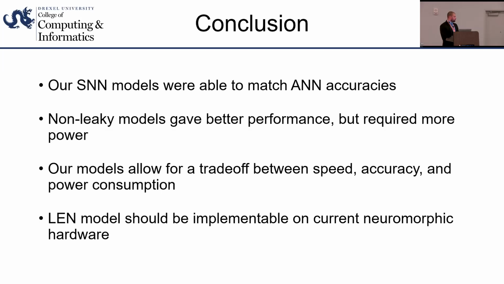So in conclusion, our SNN models were able to match the ANN accuracies, and the non-leaky models gave better performance but required more power. And this is considering, for spikes per time step, the accumulator, a single firing was considered as one spike, analogous to an integer payload on neuromorphic hardware. Our models allow for a trade-off between speed, accuracy, and power consumption, and additionally allow us to try different biologically plausible models. And we expect that our models should be implementable on neuromorphic hardware.